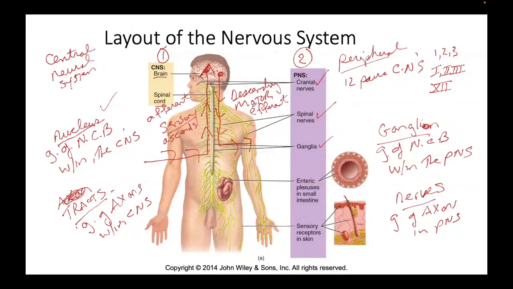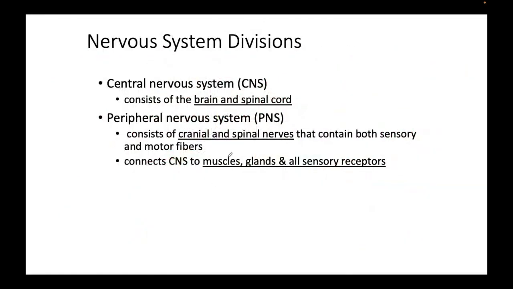Sensory is information coming in, motor is information going out. Sensory information is ascending, it goes up. Motor information is descending as it goes down. Sensory is afferent, motor is efferent. And you're going to see these terms throughout neurology, so it's important to grasp some of those basics now.